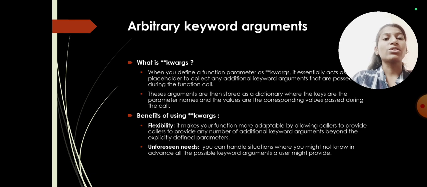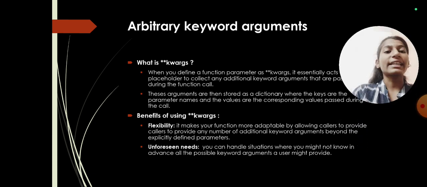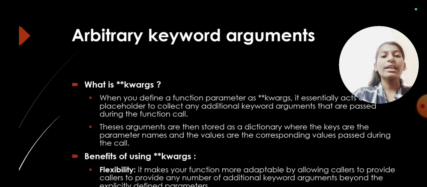Arbitrary keyword arguments. What are arbitrary keywords? When you define a function parameter with **kwargs, it essentially acts as a placeholder to collect any additional keyword arguments that are passed during the function call. These arguments are then stored as a dictionary where the keys are the parameter names and the values are the corresponding values passed during the call.